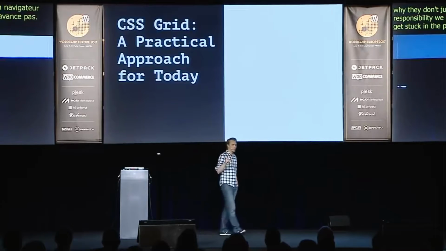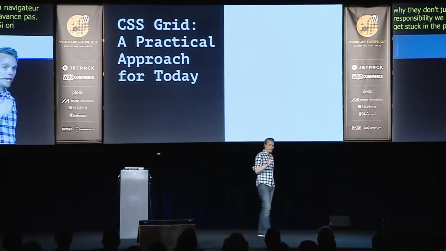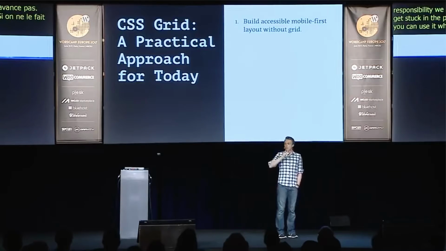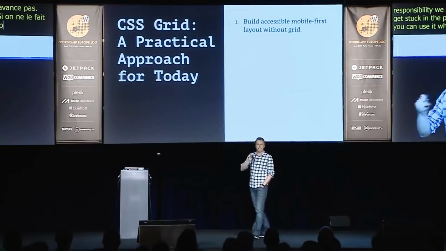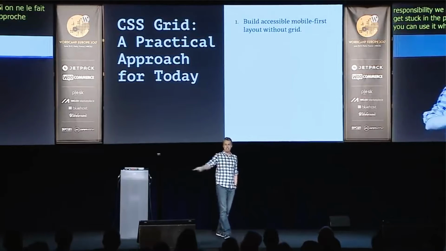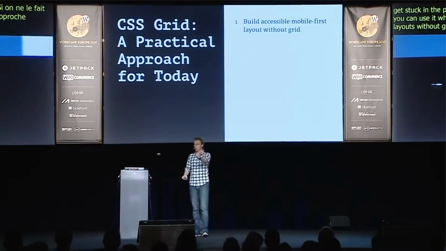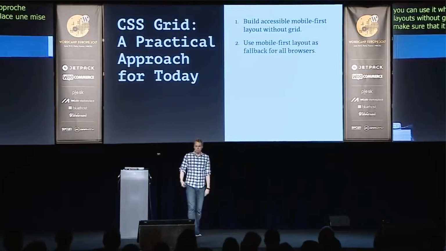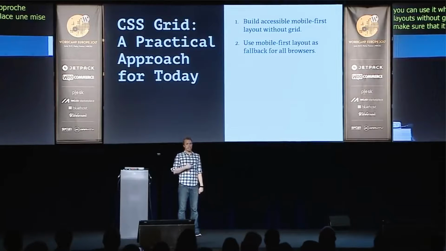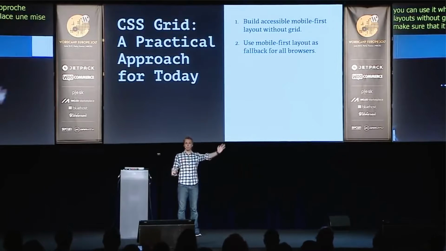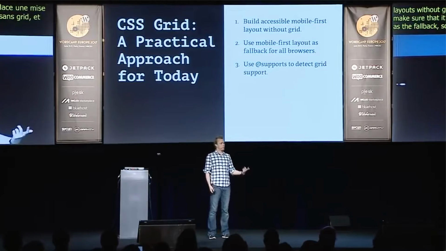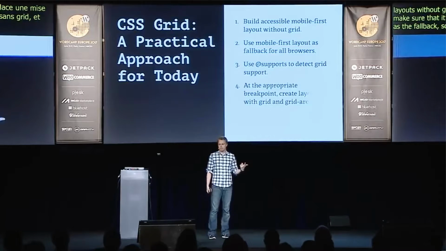So, a practical approach to CSS Grid right now, so you can use it when you walk out of this room. First, build accessible mobile-first layouts without grid. That is your baseline. So make it work on your mobile phone, make sure that it still works when it's on a wide screen. Then, use that mobile-first layout as the fallback. So if everything goes to hell, mobile-first works. Then use @supports to detect grid support.